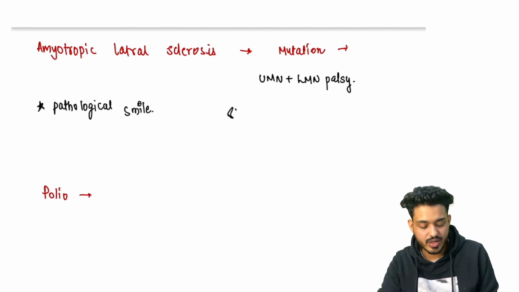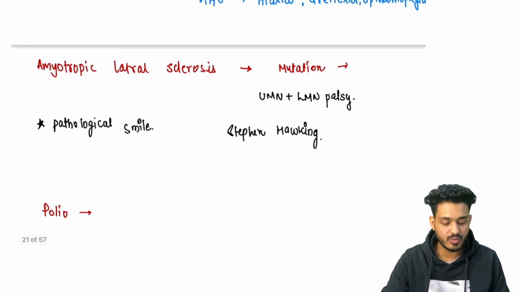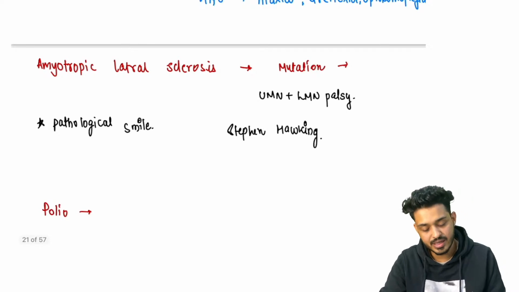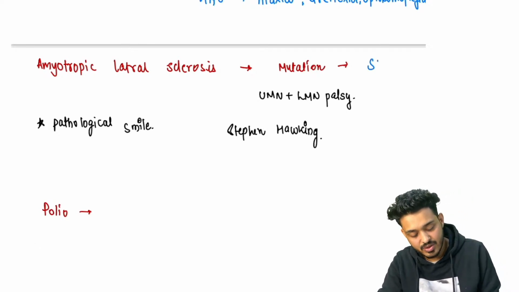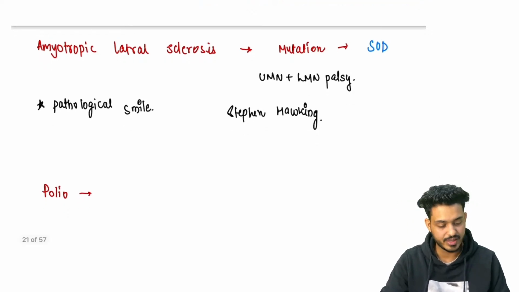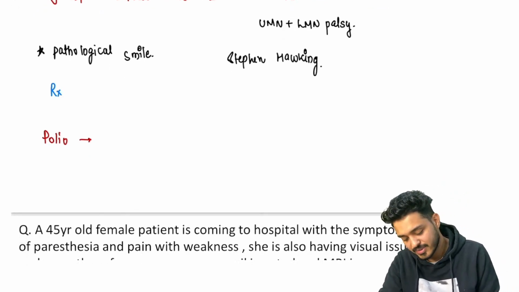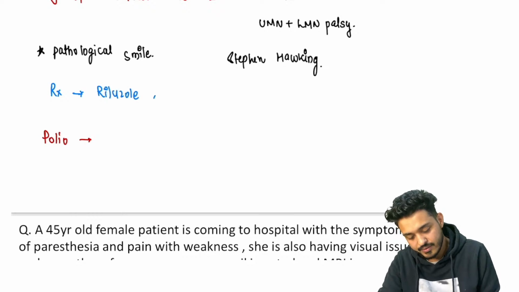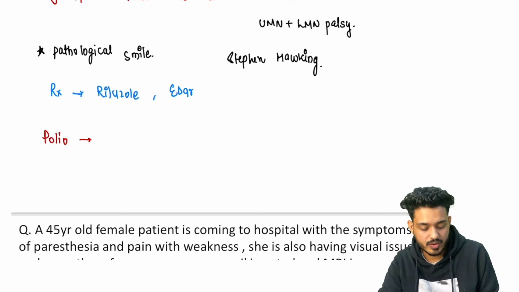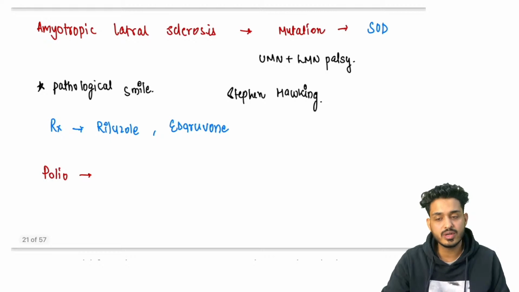Okay, Stephen Hawking had this disease, Stephen Hawking, right? What is the mutation that you will have over here? Why does this disease occur? This is because of SOD, superoxide dismutase, SOD1. Yes, SOD1, right? For the treatment we do not have any specific treatment, but we can use riluzole. We can also use edaravone. Only these two things you have to remember, riluzole and edaravone.